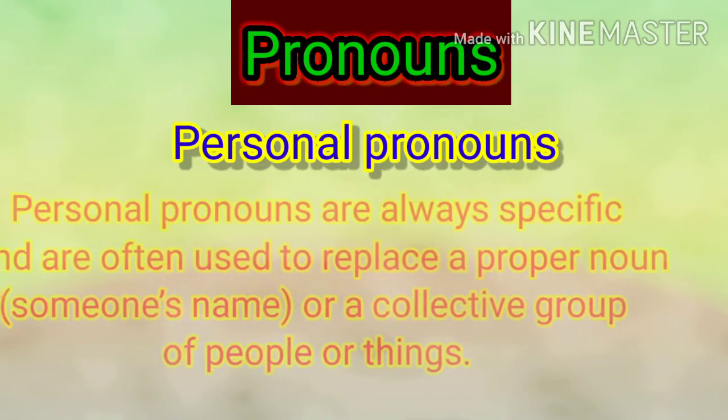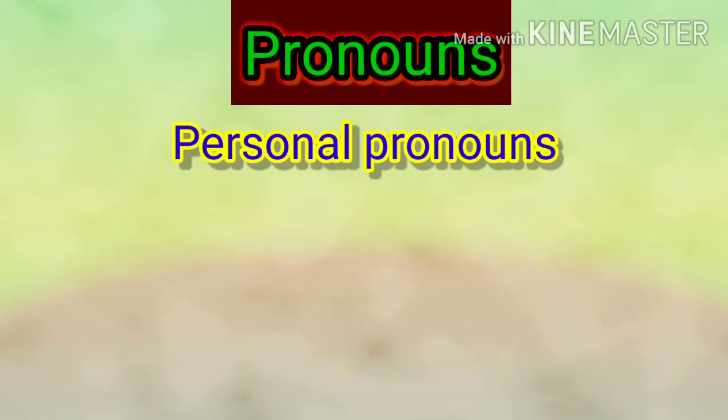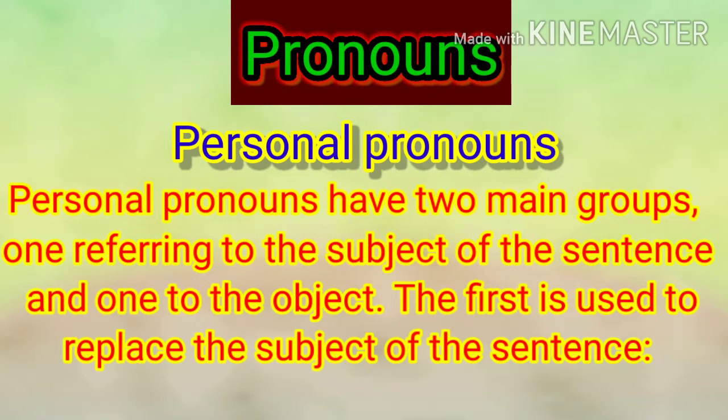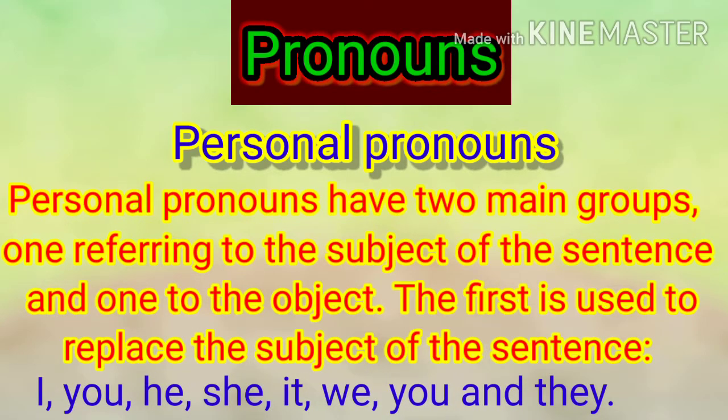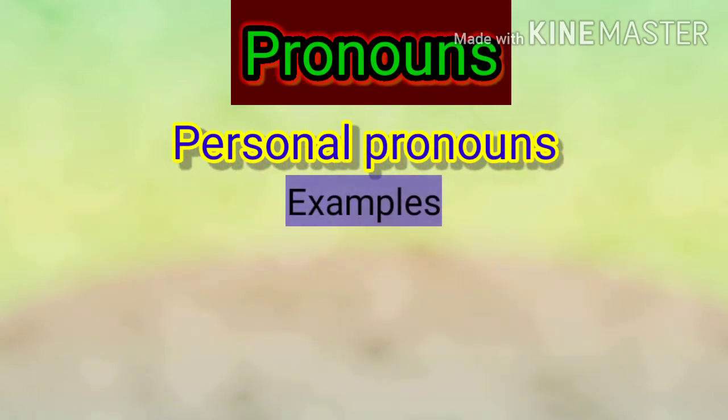So the next type is personal pronouns. Personal pronouns are always specific and are often used to replace a proper noun, someone's name or a collective group of people or things. Personal pronouns have 2 main groups, one referring to the subject of the sentence and one to the object. The first is used to replace the subject of the sentence, like I, you, he, she, it, we, you and they.